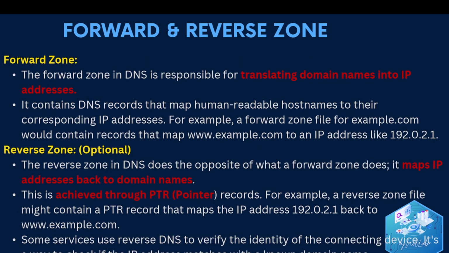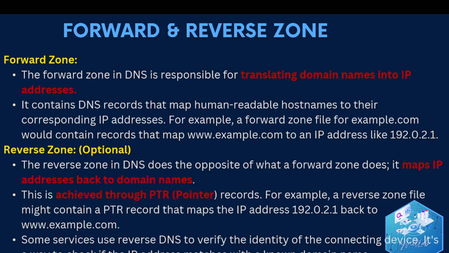And then we have forward and reverse zone files. What is a forward zone file? As you know, we need to translate the domain name into the IP. For that, we define the forward zone. It contains the DNS records that map the human readable hostname to the corresponding IP address. For example, if we have UGNet Lab, its IP is 192.168.4.105.